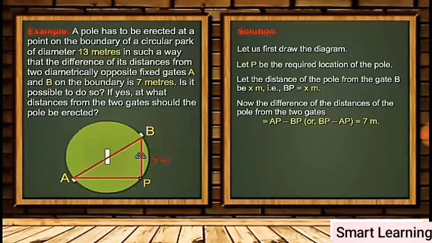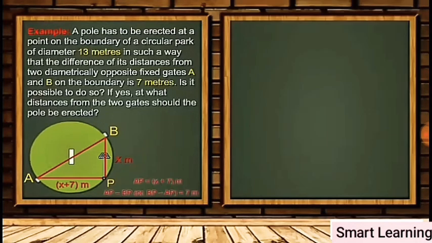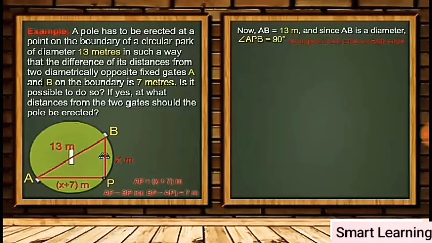Now, the difference of the distances of the pole from the two gates is equal to AP minus BP, or BP minus AP, which is equal to 7 meters. Therefore, AP is equal to x plus 7 meters. Now AB is equal to 13 meters. And since AB is a diameter, angle APB is equal to 90 degrees.